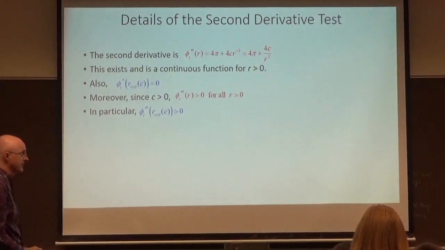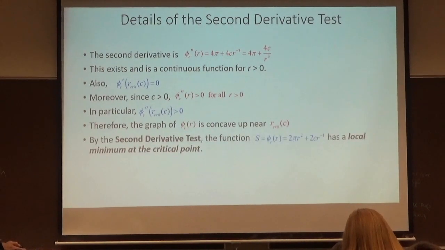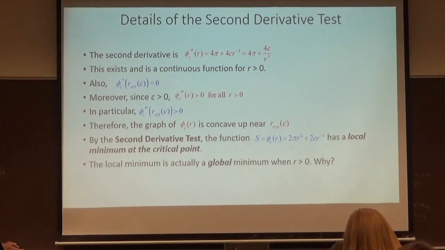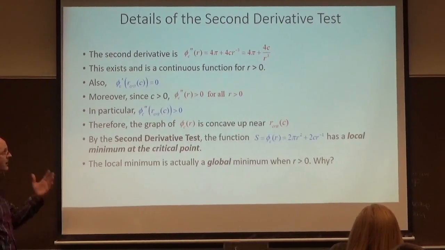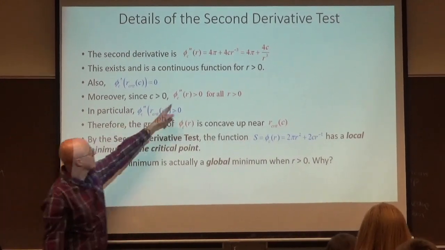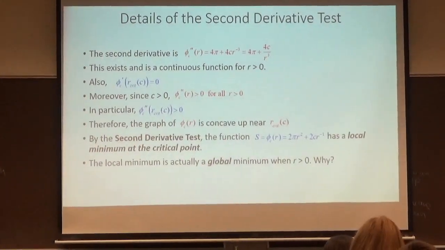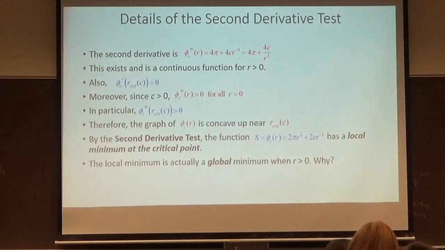As long as that second derivative is continuous, which it is, the graph is concave up near the critical point, and you've got a local min. And again, it's global. In this case, you can say it's global because the second derivative, when r is positive, is definitely always positive. This is true for all positive r. The graph is always concave up when r is positive. Okay? Let's take our break.